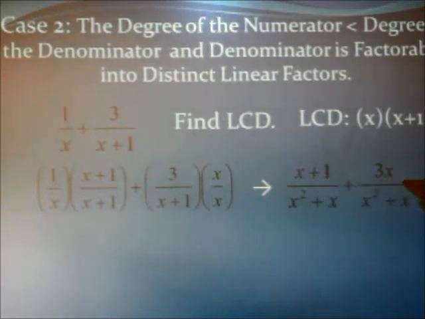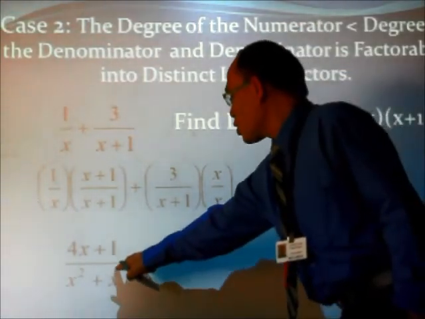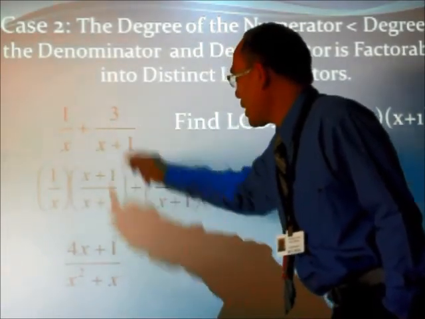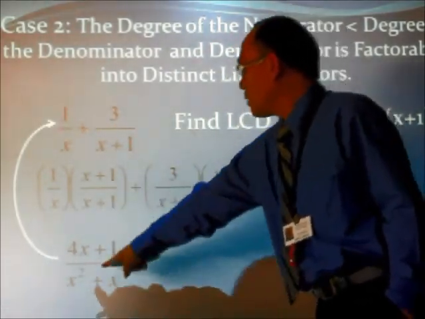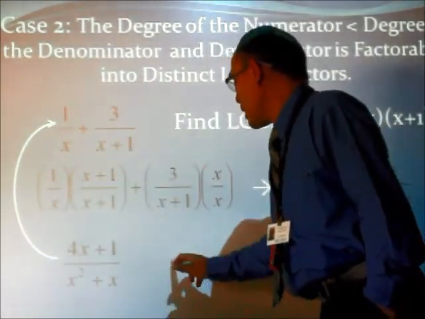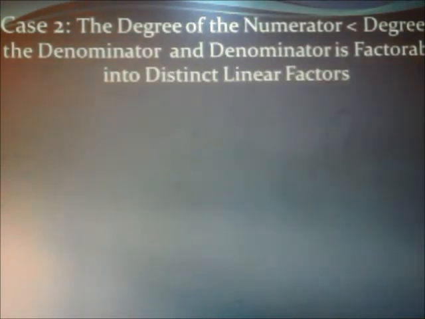Now, if we simplify this part here, x plus 1, the numerator, plus 3x, we will have 4x plus 1 over x squared plus x. We would like to write this form here to this form here. Go back to that form. Okay? And the process of doing that is actually what we call the partial fractions decomposition. Okay, now we will have an example here.